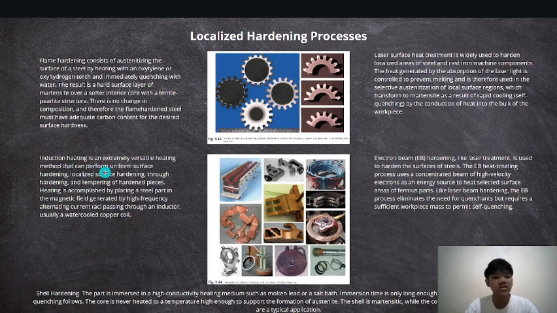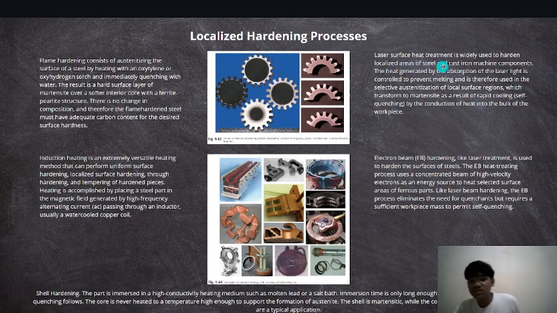Induction heating is an extremely versatile heating method that can perform uniform surface hardening, local surface hardening, through hardening, and tempering of a hardened piece. Heating is accomplished by placing a steel part in the magnetic field generated by high-frequency alternating current, or AC, passing through an inductor, usually a water-cooled coil.